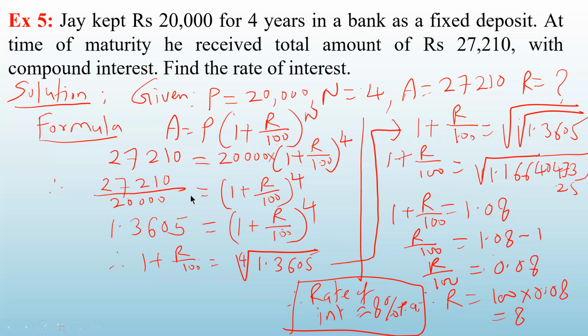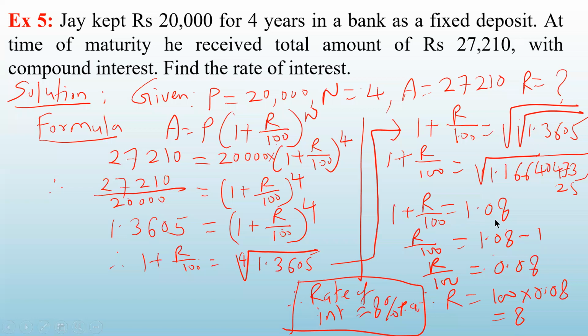I hope you have understood. First you write down the formula, put all the values, shift this term to the other side. So it will divide, and then finally you are getting this. 1 plus r upon 100 raised to power 4 is this. So how will you get 1 plus r upon 100? It's the fourth root of this. In a scientific calculator, you can get directly the value of the fourth root. But in the calculator which you are using, you have to do it this way. Twice you have to take the square root.